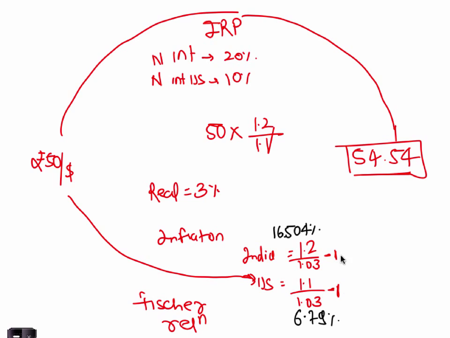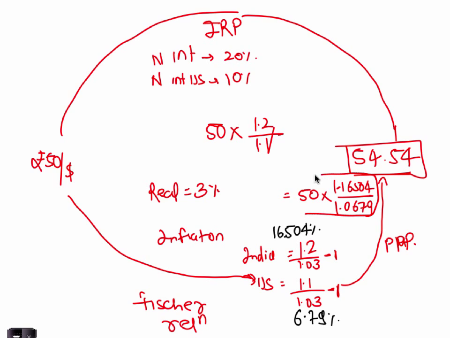Now, once we know this, we can use these inflation rates and use purchasing power parity. Purchasing power parity told us that the forward rate or future spot rate is equal to the current spot rate, which is 50, into inflation in the numerator, 1.16504, divided by 1.0679. I'm just using the inflation rates. And how much is this giving us? It should have, with all the decimals, been exact.